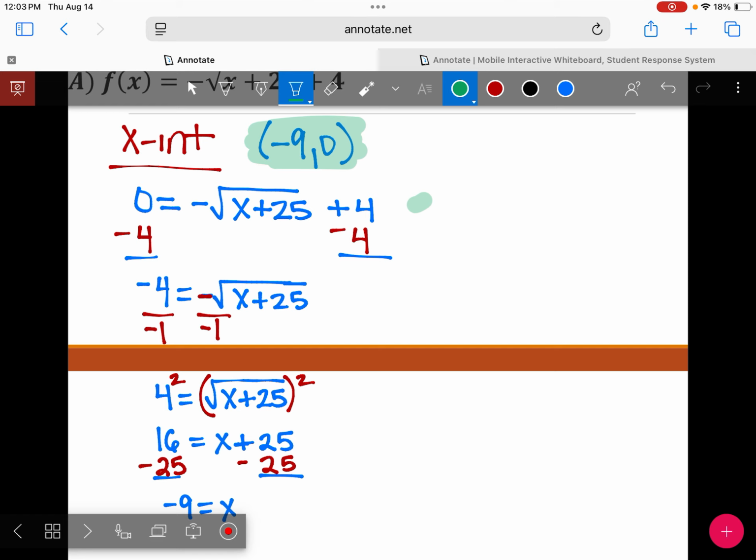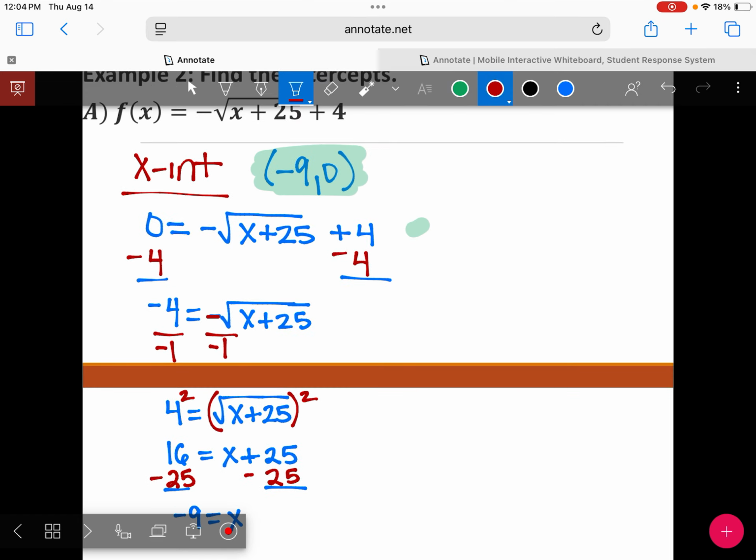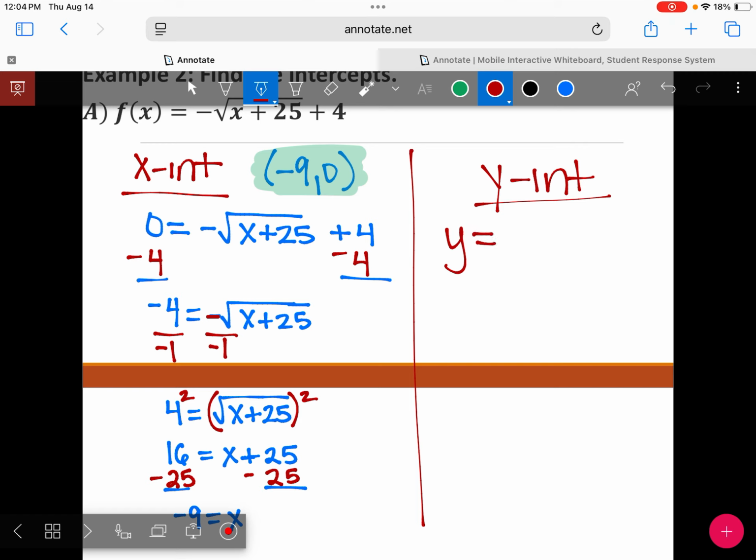All right, let's find the y-intercept. To find the y-intercept, where do I put the 0? Yeah, for the x. So that means I have y equals a negative square root of 0 plus 25, plus 4.